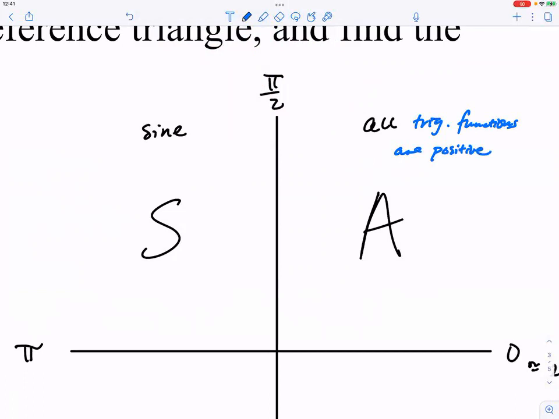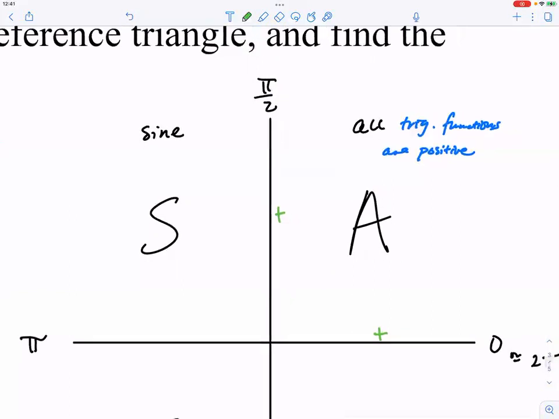Why? For both the x and the y value, they are both positive. So it doesn't matter whether you have adjacent side or opposite side, you're going to get a positive value. And by the way, hypotenuse is always positive because after you square the adjacent side and opposite side, it ends up positive.